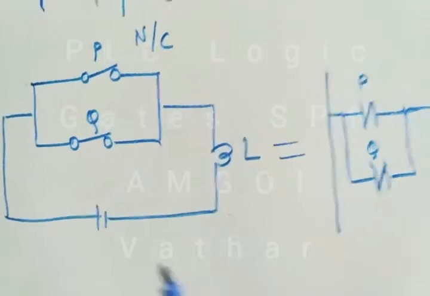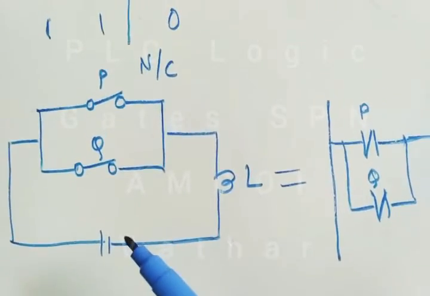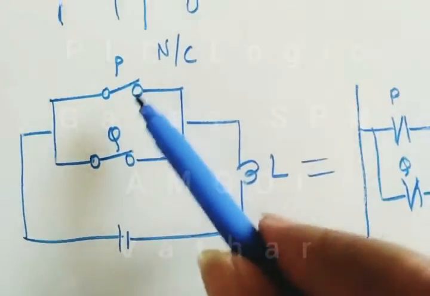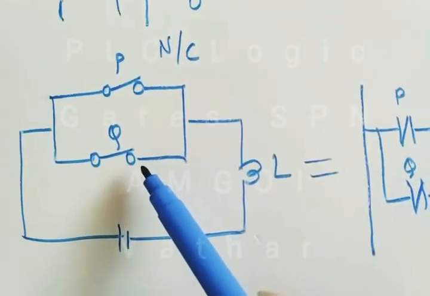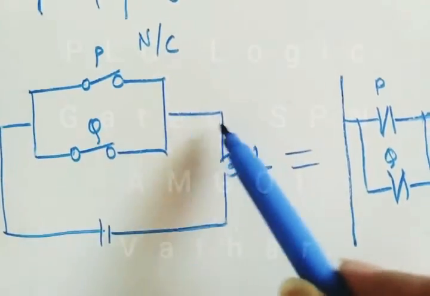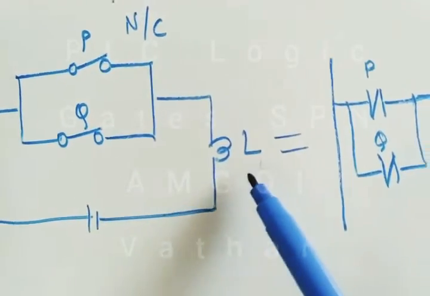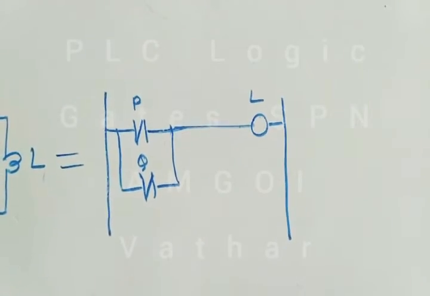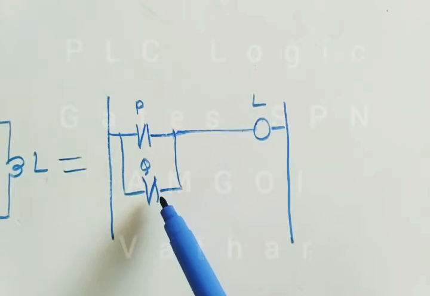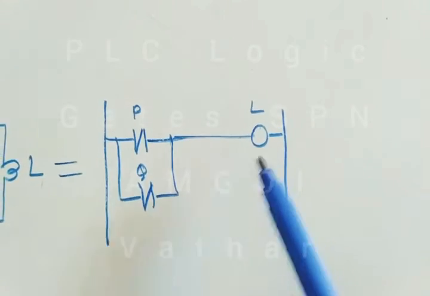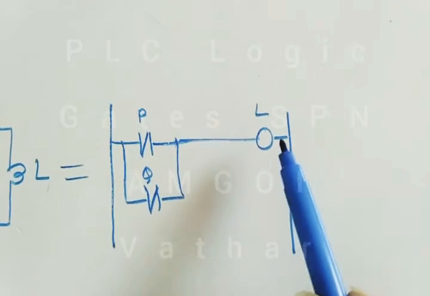The NAND gate can be realized by an electrical circuit as shown in the figure. P and Q are normally closed switches. They are connected in parallel and this combination is connected in series with the lamp L, which represents the output. In the ladder diagram, P and Q are shown in parallel, these are normally closed symbols, and the lamp L is shown as the output.